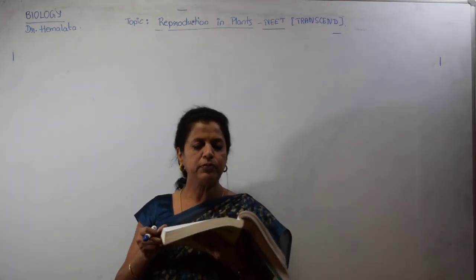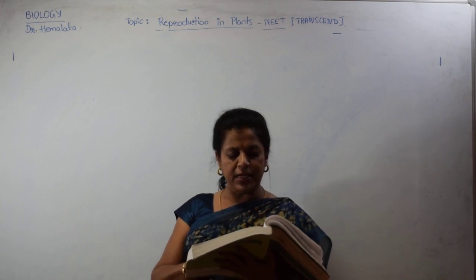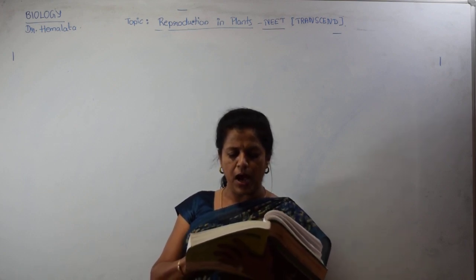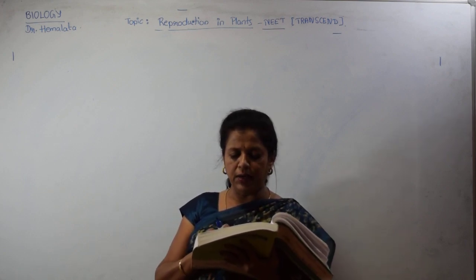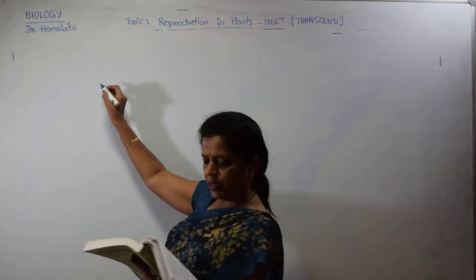Right. Now, 17th question: spiny or sticky pollen grains and large attractively colored flowers are associated with. Means, what are the characteristics given?